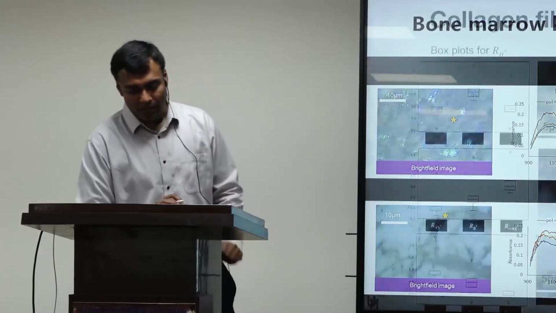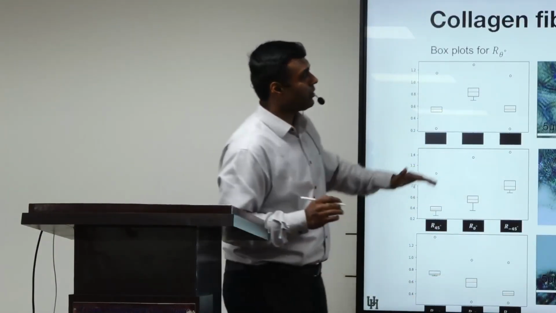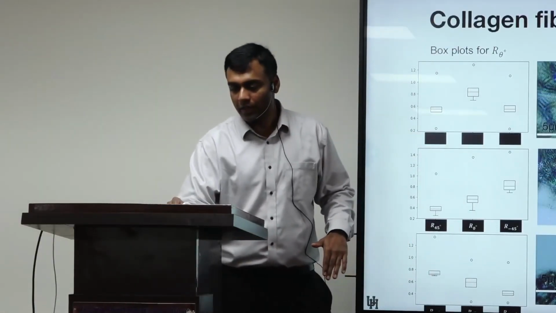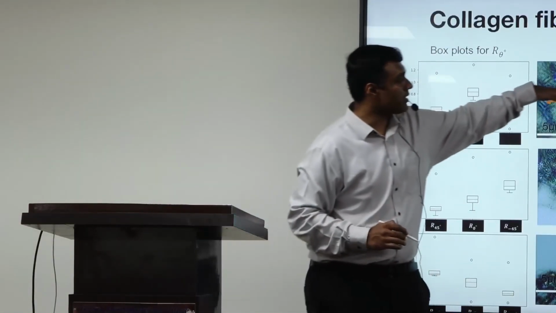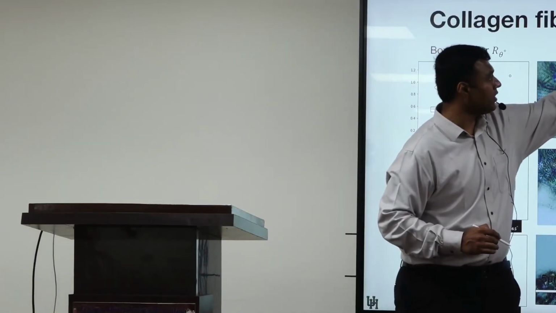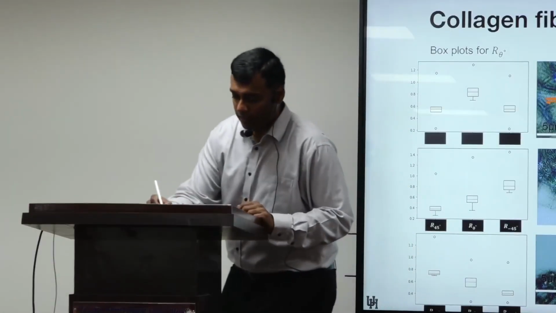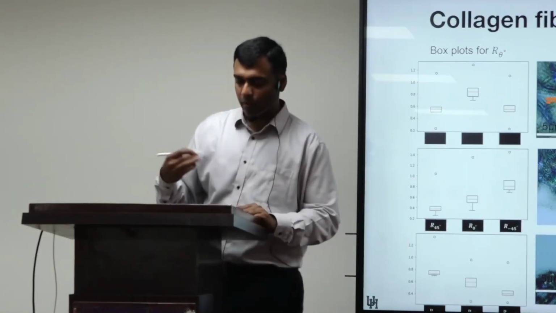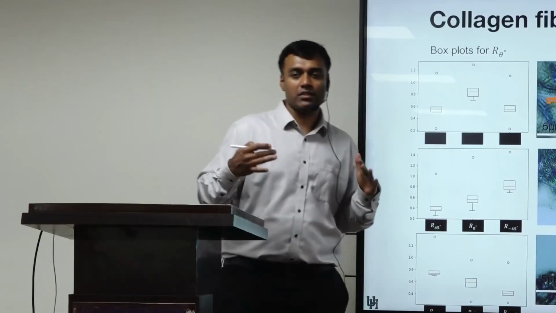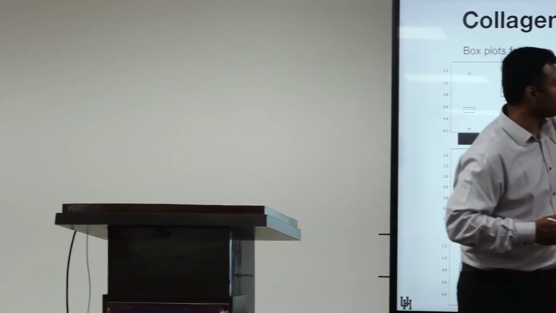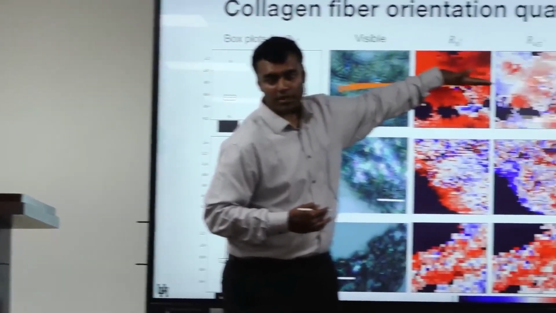So what we found was that, in this case, the fibers are horizontal. The fibers are kind of in this direction. And the polarization is 0, so the polarization is horizontal. Red is very high, blue is low, white is like 0. So the horizontal fibers give you a very high signal when you have horizontal polarization.